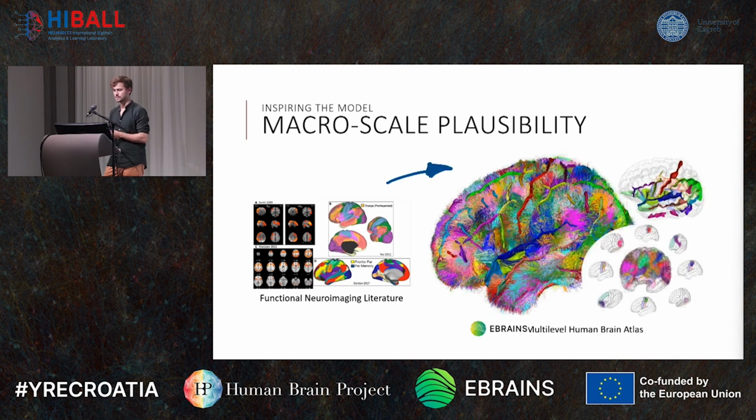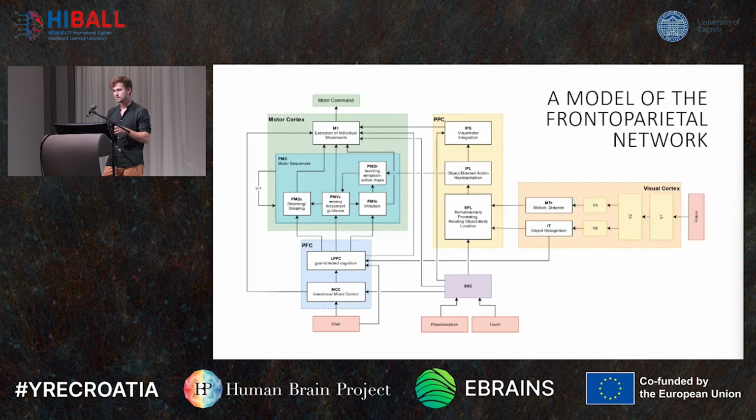Then we are turning towards the EBRAINS multi-level human brain atlas in order to extract data about the structural connectivity between these regions in order to build these pathways that I've talked about before. Using this approach, we've built this model here of the frontoparietal network.